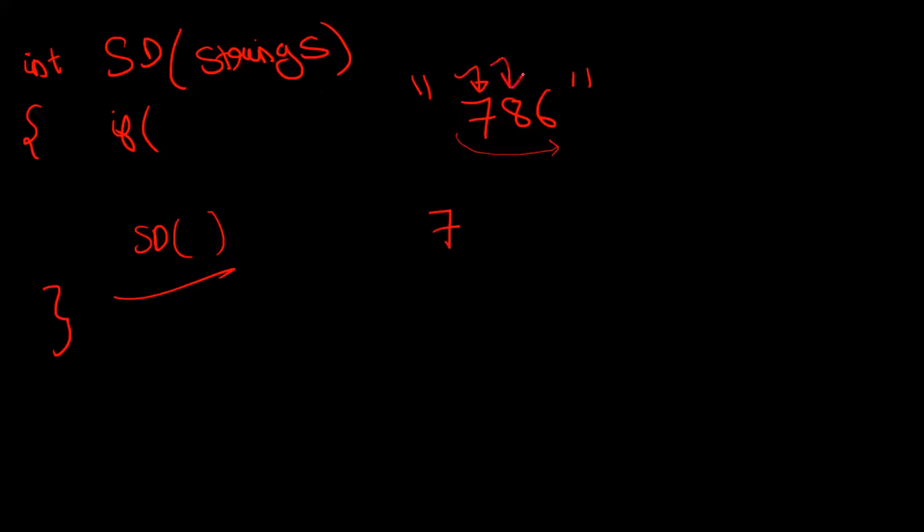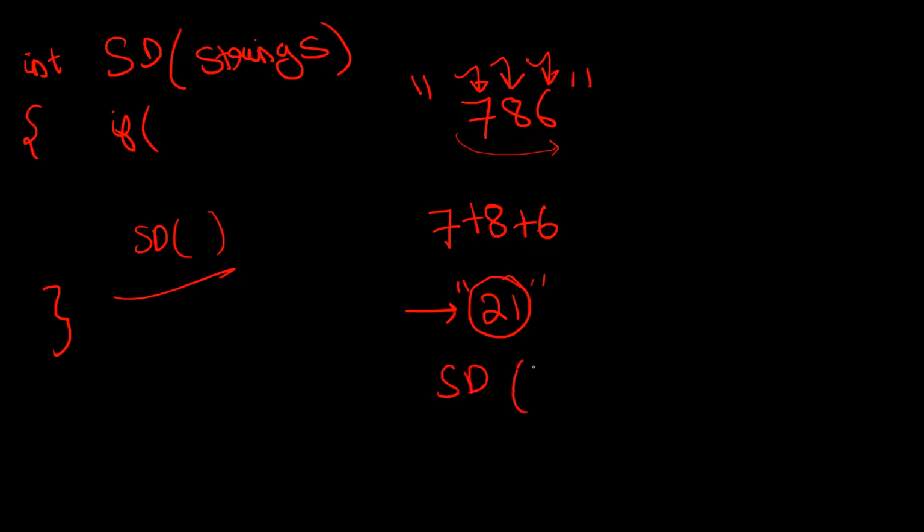The second character is 8, convert it to an integer, add it to the sum. The third character is 6, convert it into an integer, add it to the sum. 7 plus 8 plus 6, what is it? It is 21, right? Then what will I do? I will convert this 21 into a string, and I will call super digit of this string 21. Making sense what I'm trying to do?